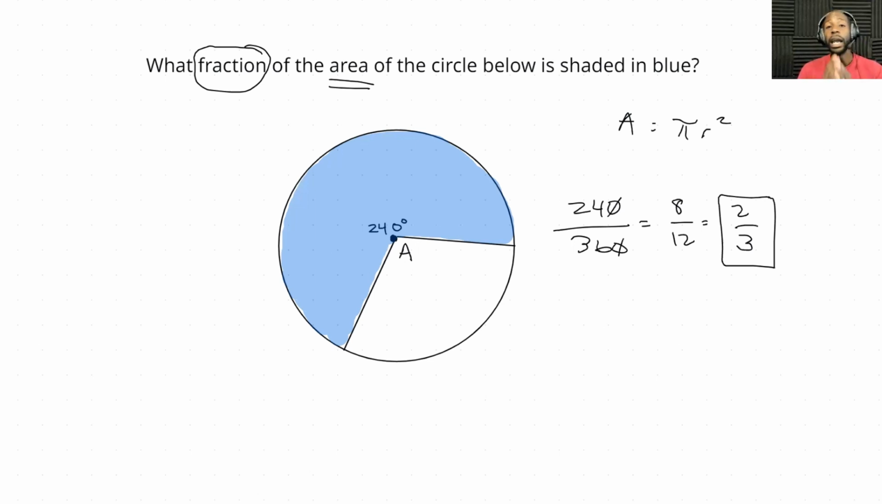So again, make sure you look at this and understand that even if they put certain words in there, it doesn't always mean that they're looking for what you think that they're looking for.